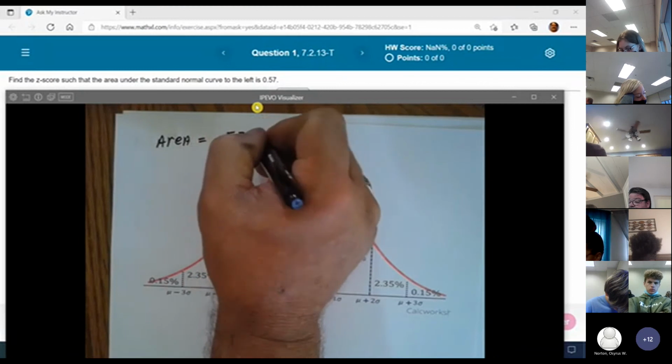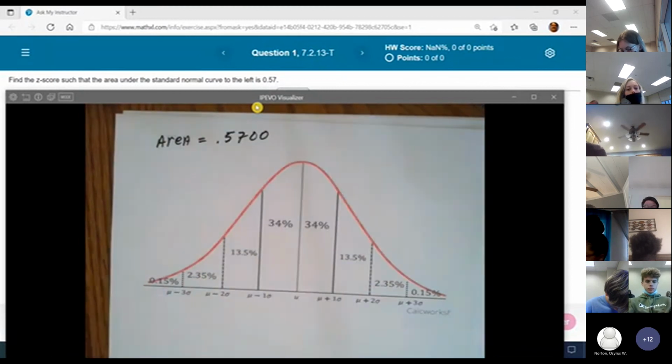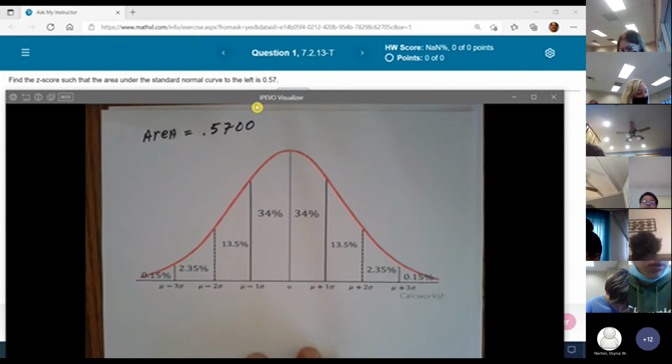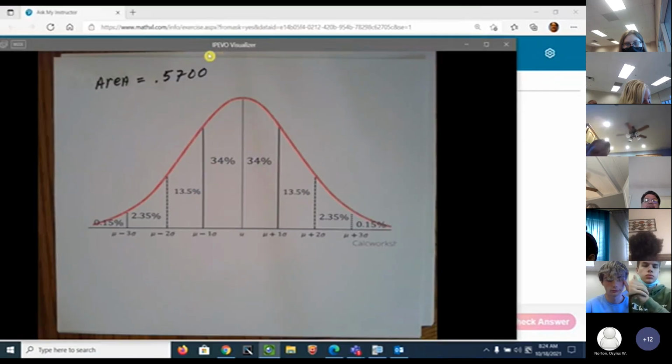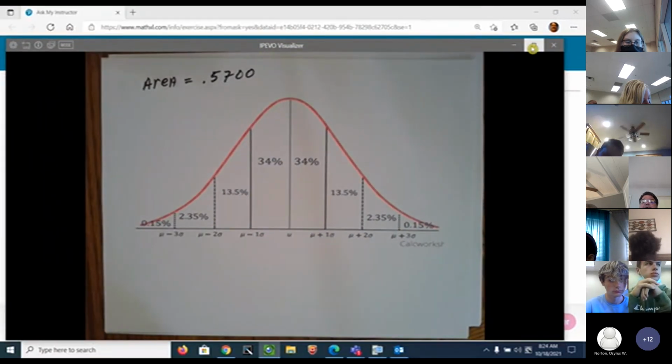All right, I want somebody to guesstimate and tell me how to guesstimate where 0.5700 is. Somebody tell me how to guesstimate that on the curve here. Does anybody know what 50% is? Where do I put 0.5700? That means I want somebody to unmute their mic and communicate.